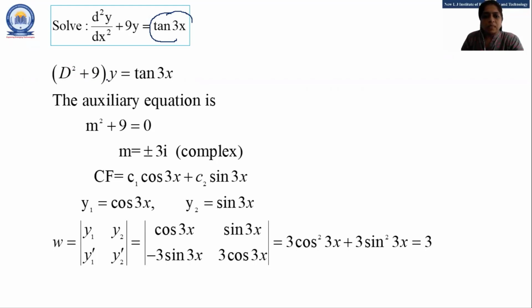Here D square plus 9 into y is equal to tan 3x. The auxiliary equation is the same as the previous example, that is m square plus 9 equal to 0. So m is equal to plus or minus 3i. This is the complex root. CF is c1 cos 3x plus c2 sin 3x. Here your real part is 0, right?